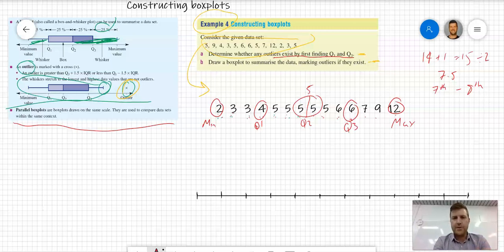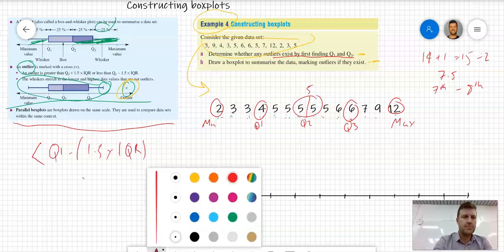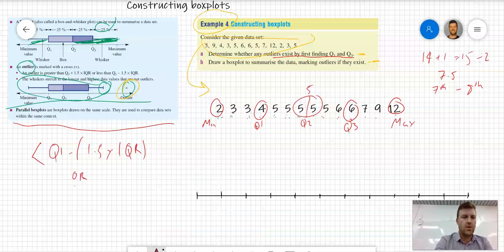I'm not going to go through that process. You guys know there are two formulas to work out if there are any outliers. If it's less than Q1 minus 1.5 times the interquartile range, or if it's greater than Q3 plus 1.5 times the interquartile range, then it is in fact an outlier.